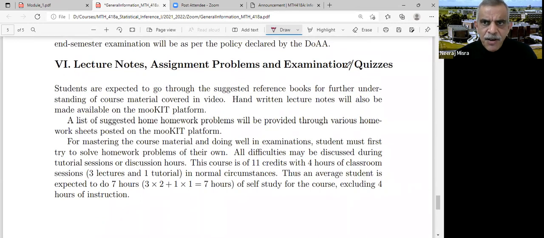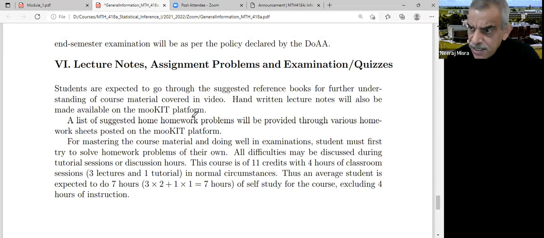Lecture notes, assignment problems, and examination quizzes. Students are expected to go through the suggested reference books for further understanding of course material covered in video. Handwritten lecture notes will also be made available on the MOOC platform. Even this first course handout is also available in the MOOC platform.